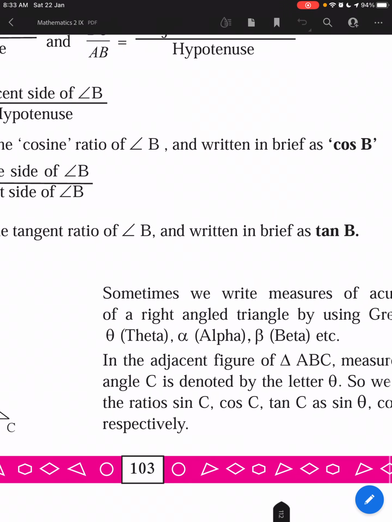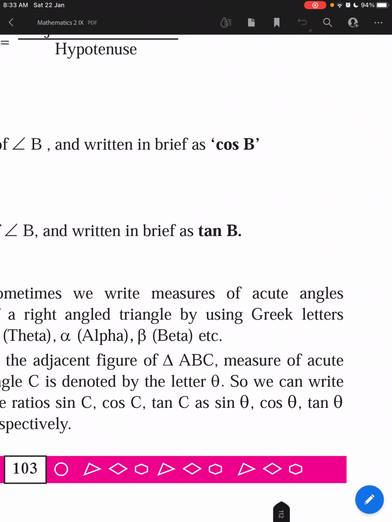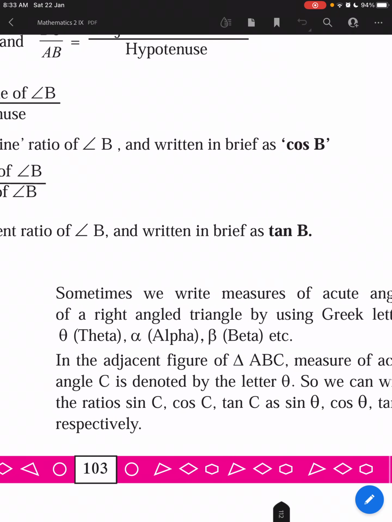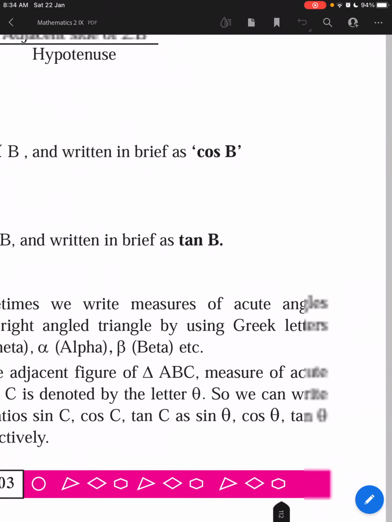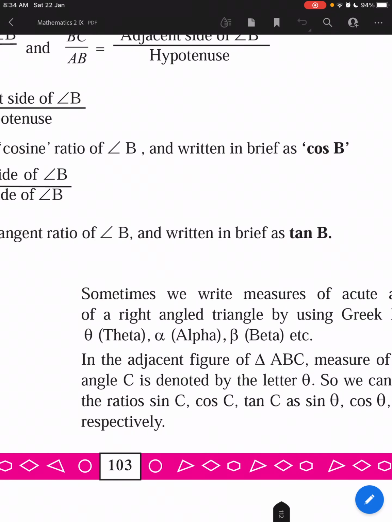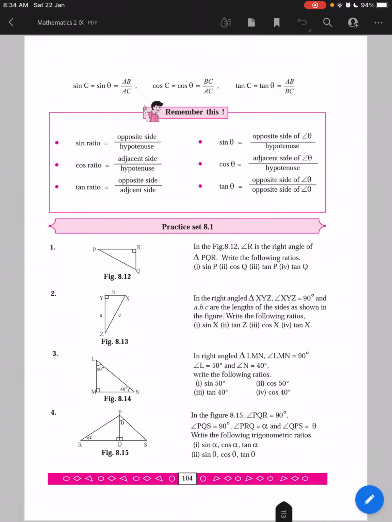Without the acute angle or its measure, we will be unable to find the opposite side, the adjacent side or the hypotenuse. I told you yesterday, either we take the name of the angle letter or we take the measure. For example, theta, this is the symbol, theta. Then alpha and beta. These are three different Greek letters used for showing the measure of angles in a right angle triangle. This is all about page number 103 and a revision of the definitions of trigonometric ratios.